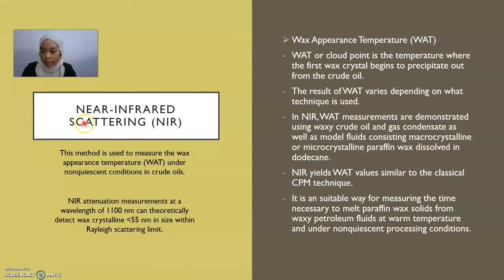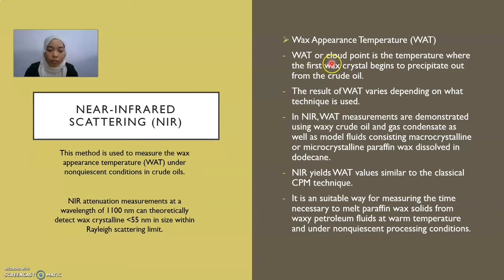So the last method for my part is near-infrared scattering, NIR. This method is used to measure the wax appearance temperature, WAT, under non-quiescent conditions in crude oils. NIR attenuation measurements at a wavelength of 1100 nm can theoretically detect wax crystallites less than 55 nm in size within the Rayleigh scattering limit. So what is wax appearance temperature, WAT?